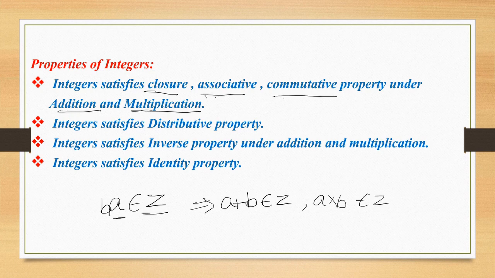Here integers also satisfy the distributive property. We already know the distributive property from previous videos. That means the distributive property of multiplication over addition is satisfied. Two more properties are the inverse property and the identity property. Here we discuss the inverse property and the identity property for integers. These are satisfied under addition and also under multiplication. How, we will discuss here.